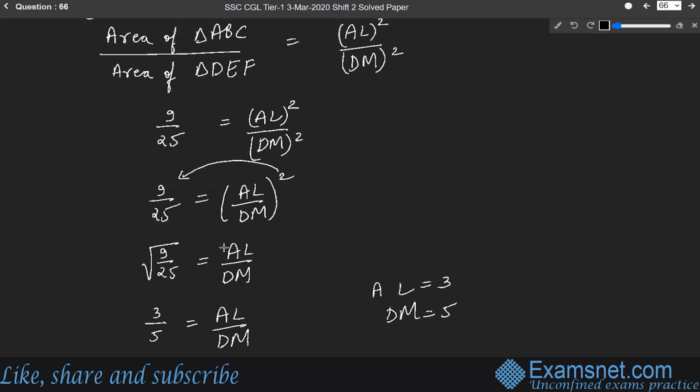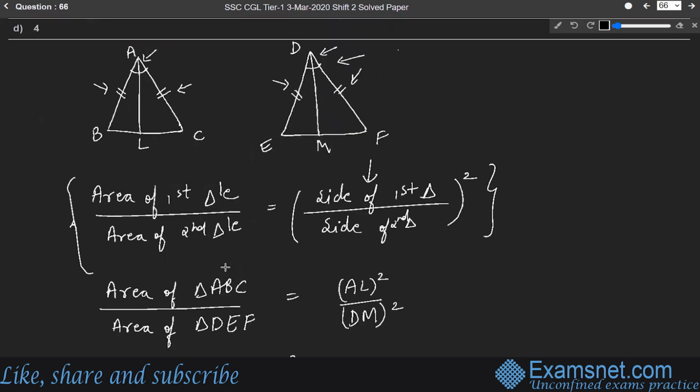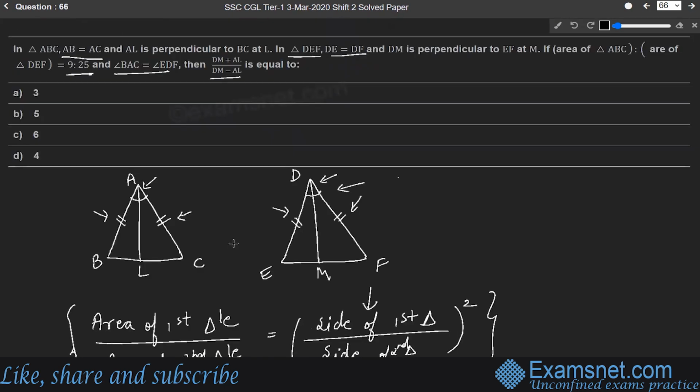Now all we have to do is put the values of DM and AL in the given expression, which is DM plus AL divided by DM minus AL. Firstly, let us write the values. DM is equal to 5 and AL is equal to 3. We substitute these values: 5 plus 3 divided by 5 minus 3. What is 5 plus 3? 8. What is 5 minus 3? 2. So 8/2 is 4. And hence the correct answer for this question is 4, which is option D here.